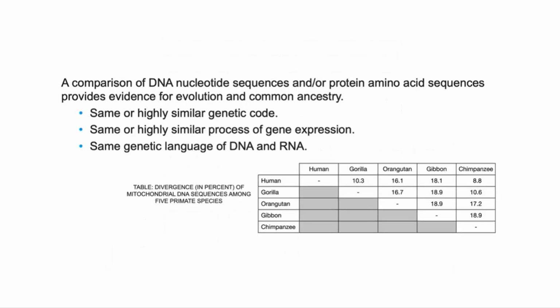A comparison of DNA nucleotide sequences provides evidence for evolution. The same or highly similar genetic code means we share a more recent common ancestor. For example, you can see that humans share about 8.8% of mitochondrial DNA sequences. Gorillas, orangutans, gibbons. And so, based upon DNA, we're more closely related to the chimp than we are to a gorilla.